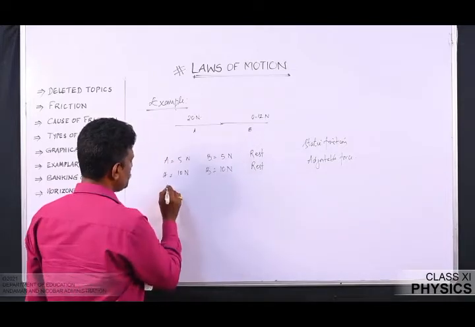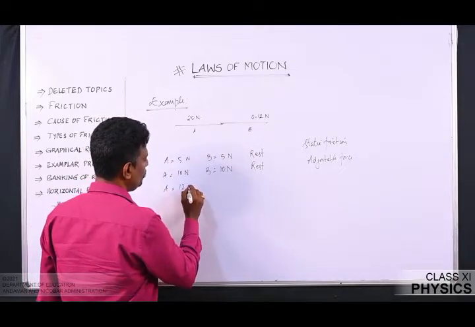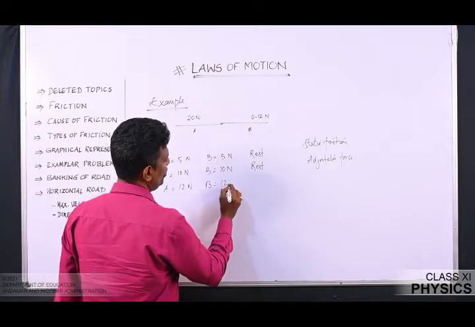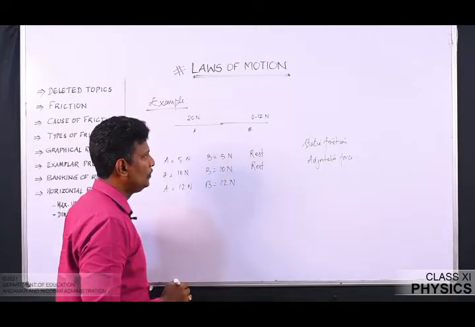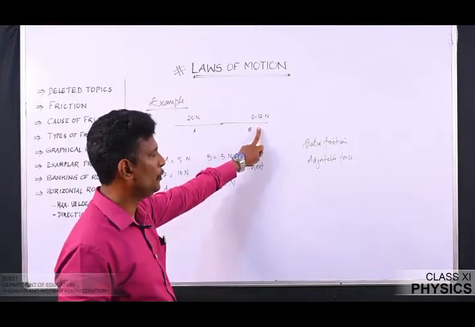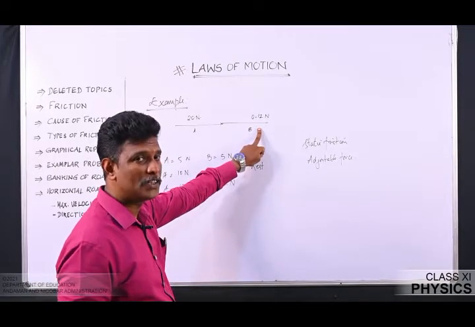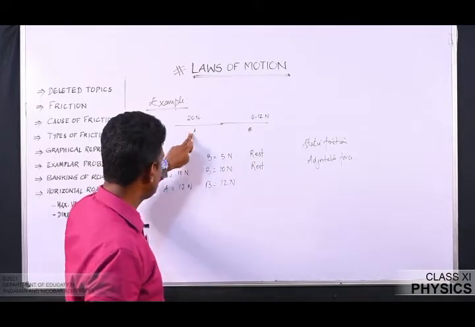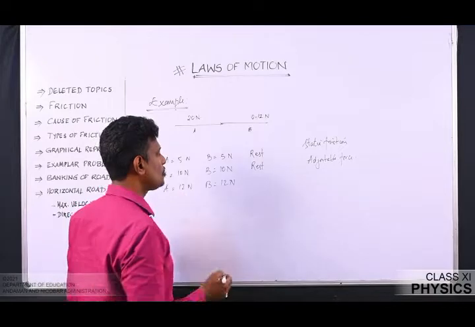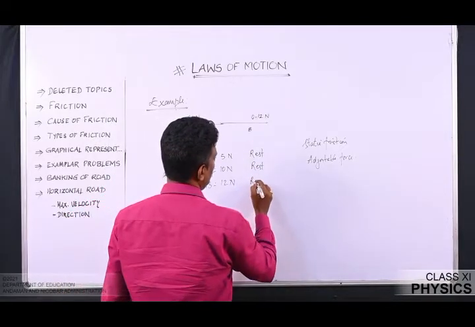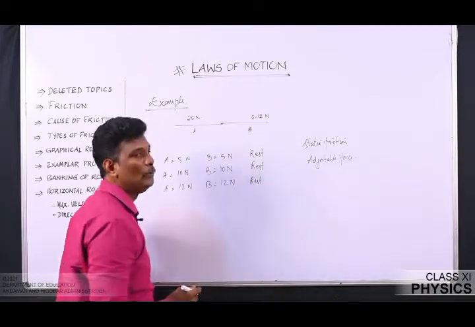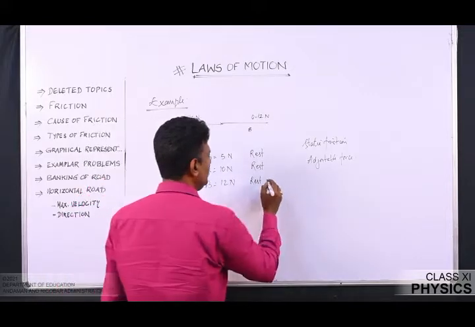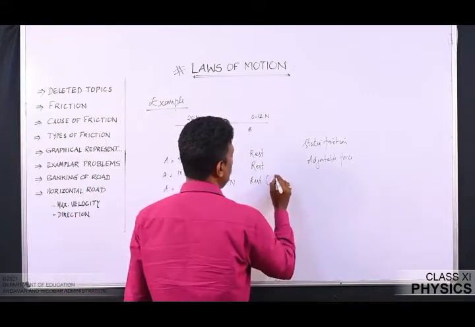In the third case, A is applying 12 Newton and B is applying 12 Newton. Here also he has the capacity of 12 Newton. He applied his maximum force, 12 Newton. Now also the body is at rest, there is no reaction. So this leads to the limiting friction.